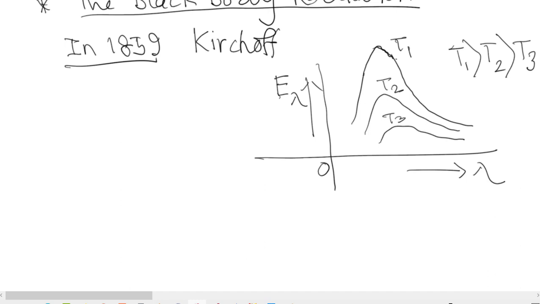Now the two principal features from this figure or from this experiment are the following. The wavelength corresponding to a peak, see the peak here, peak here, peak here, shifts from right to left, or from higher to lower values, as the temperature is raised. The distribution is wider at lower temperatures.